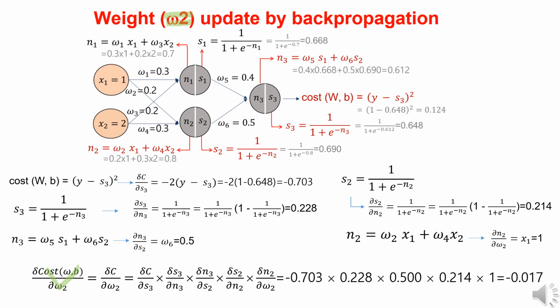The partial derivative of the cost function with respect to S3 is negative 0.703. The partial derivative of S3 with respect to N3 is 0.228. The partial derivative of N3 with respect to S2 is 0.5. The partial derivative of S2 with respect to N2 is 0.214. Finally, the partial derivative of N2 with respect to omega 2 is 1. By multiplying these five values together, we get negative 0.017.